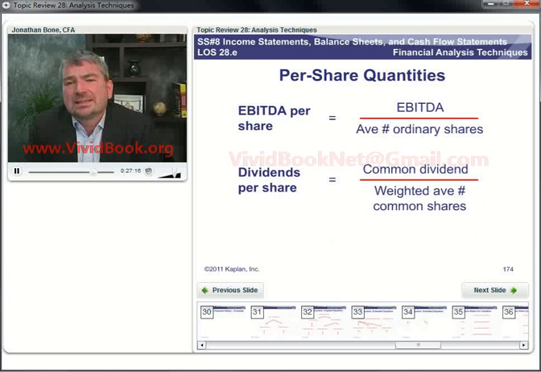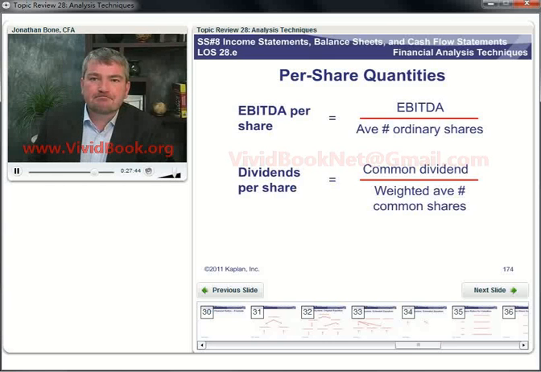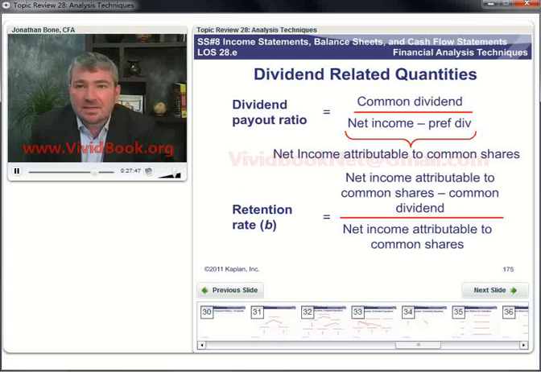EBITDA per share. EBITDA is earnings before interest, tax, depreciation and amortization. The argument is depreciation and amortization are non-cash items, and in addition they tend to be quite volatile, so EBITDA tends to be closer to cash and less volatile than EBIT. So they're looking at EBITDA essentially over the number of ordinary shares. Dividends per share, common dividend divided by the number of shares in issue. Dividend payout ratio, common dividend divided by net income minus preference dividends.